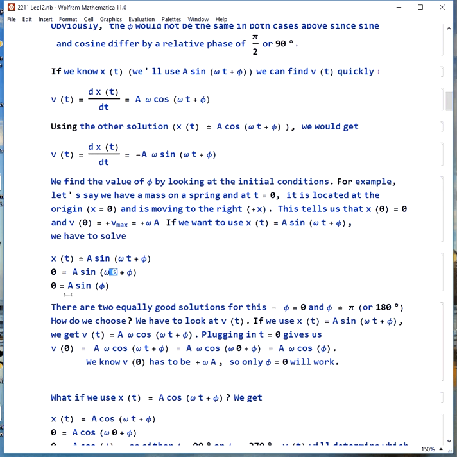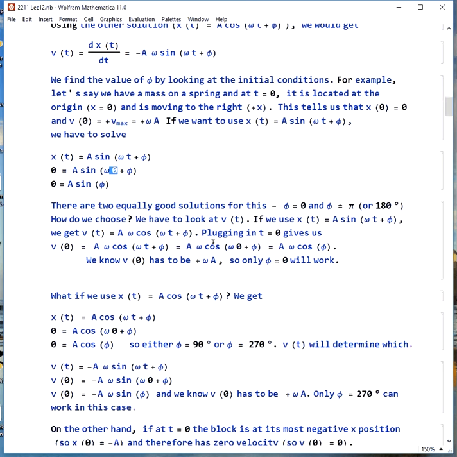If we use x is a sine omega t, we get v is omega a cosine omega t. If we plug in t equals 0 for that, that tells us v at 0 is cosine of phi times a omega. V at 0 has to be a omega, so the only solution that works is phi equals 0. If we try and put in phi equals pi, or 180 here, we'll get that the velocity at time 0 is negative omega a.